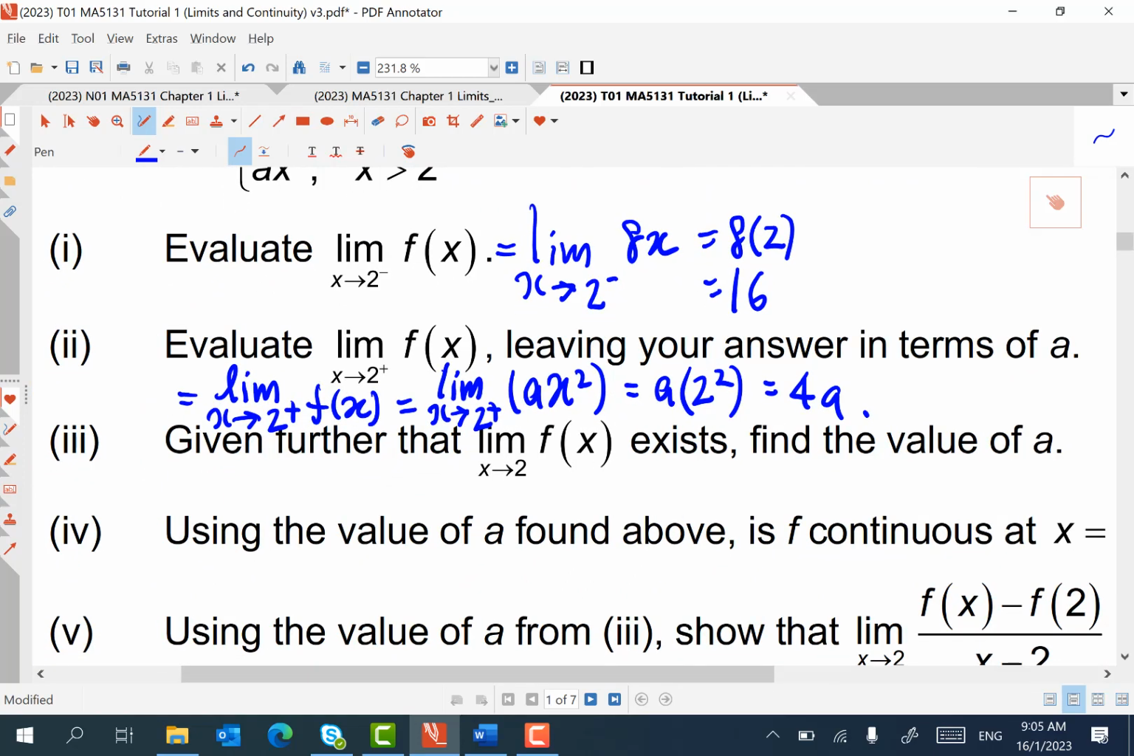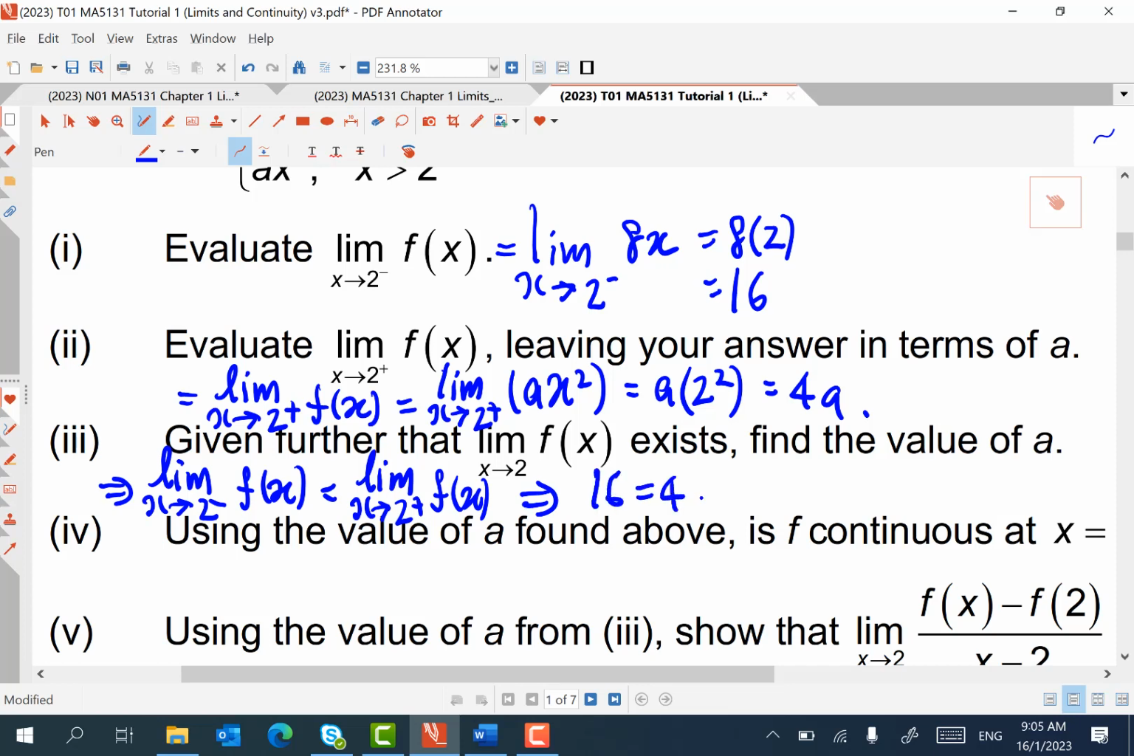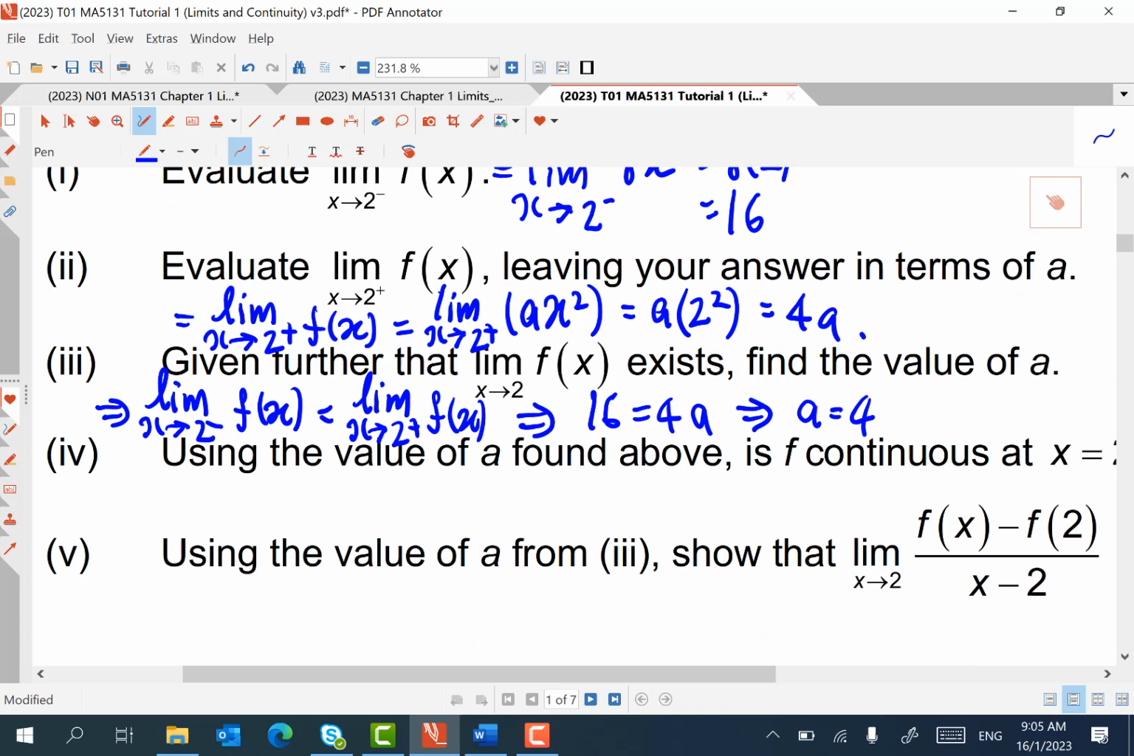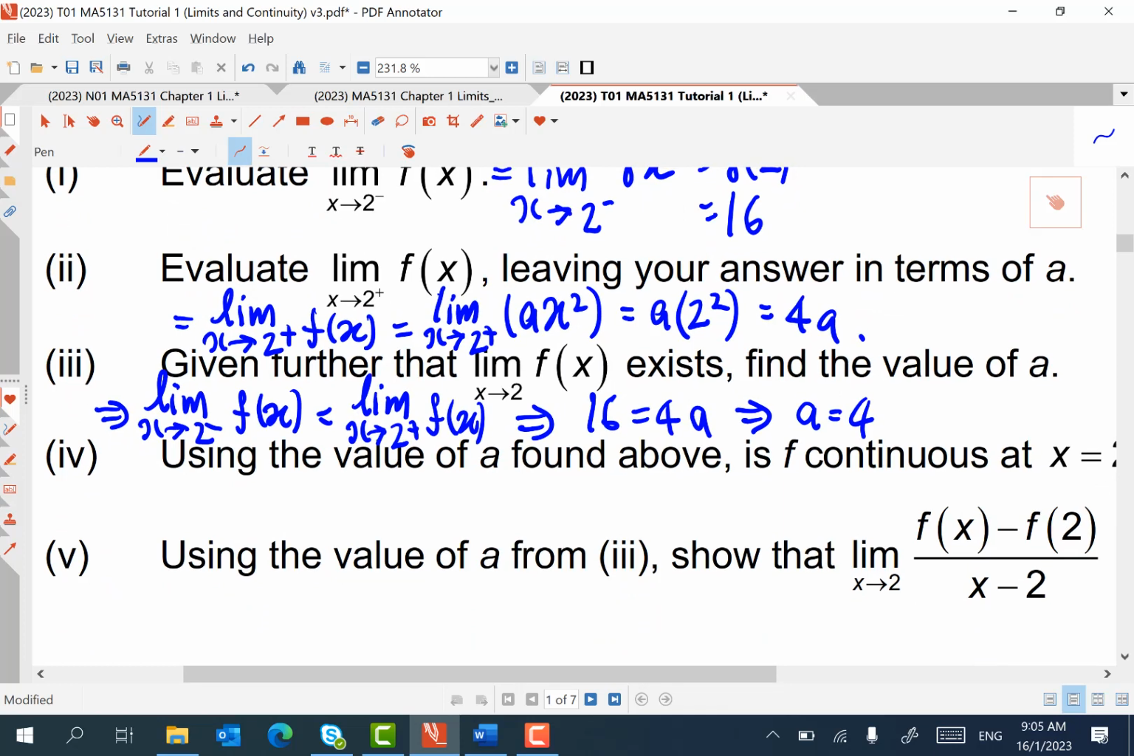Now for part 3, if you immediately say a equals 4, I want to assure you, you won't get full credit. Why? Because we want you to show that because this limit exists, the left limit as x goes to 2 minus of f(x) equals the right limit. The whole idea is we want you to write down your reasoning, and this implies that 16 equals 4a. In the exam, you won't squeeze things like I'm doing here; you should write this as 3 different lines.